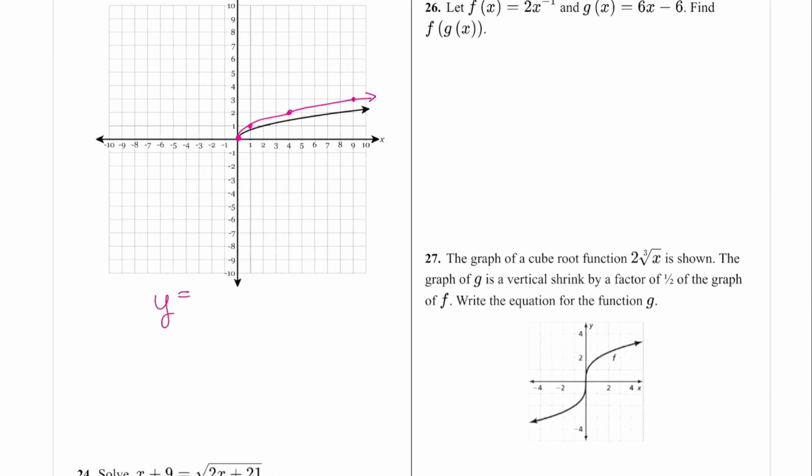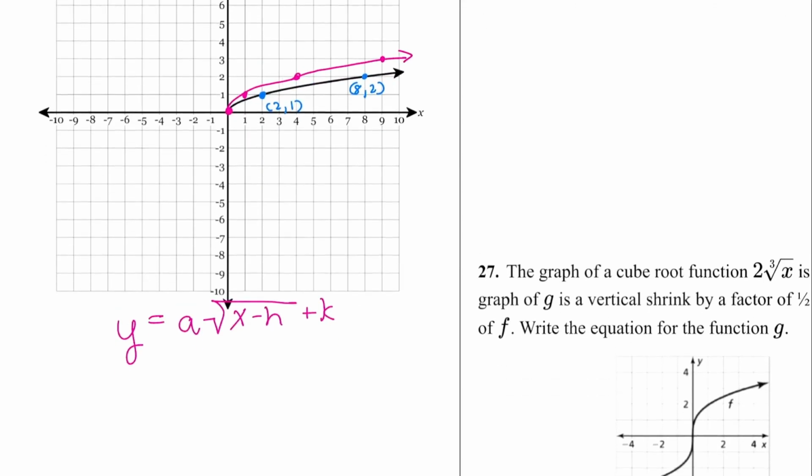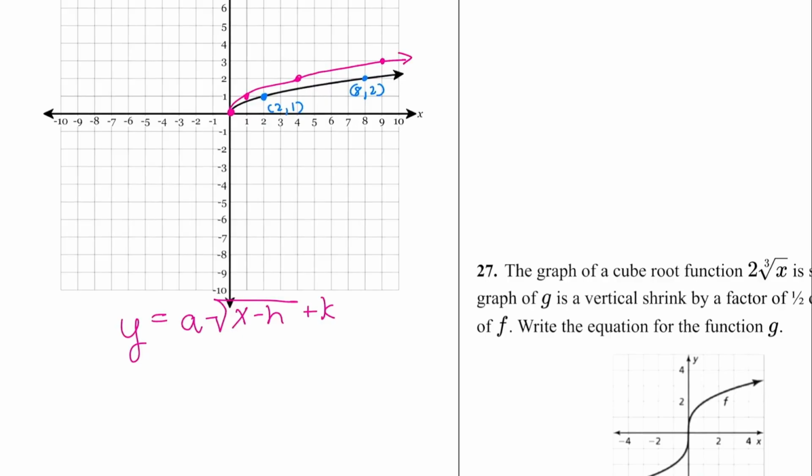So we're going to have y equals a square root of x minus h plus k. You'll notice that the transformations pretty much look the same. On our transformed graph, we can see that we have some different points here. We have (2, 1). We also have (8, 2). So we can go ahead and plug in these points and then solve for a.